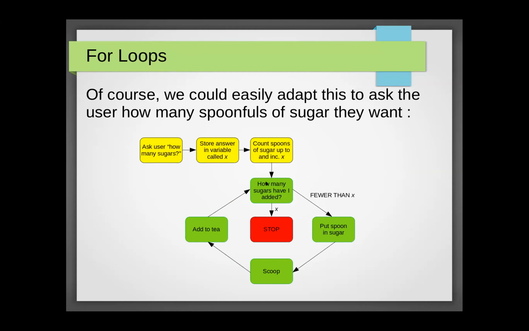And of course, we could easily adapt that to get some input from the user. So we could ask the user how many sugars they want. We could then store that in a variable called x, and then we could count the spoons of sugar up to and including x. So we would go around that loop here as long as we had fewer than x sugars in there, and then once we reached x, we would then stop.